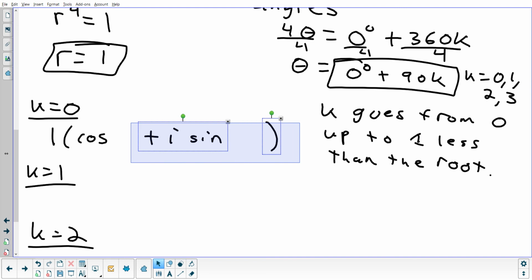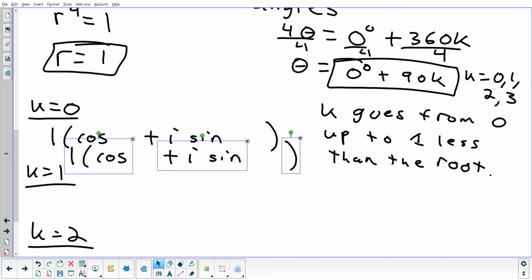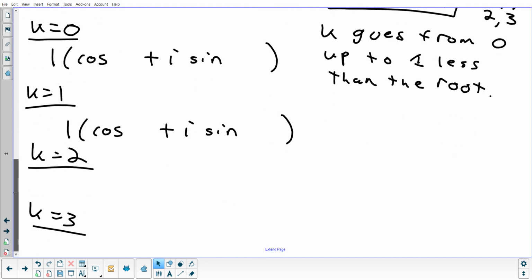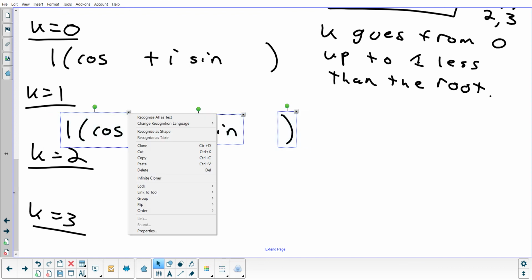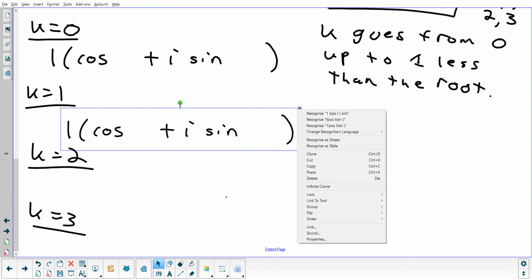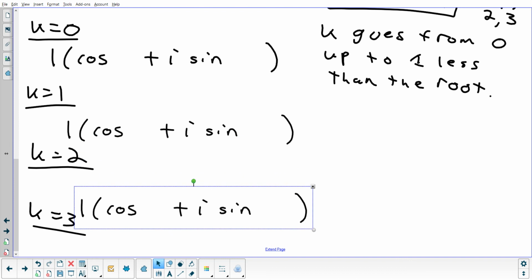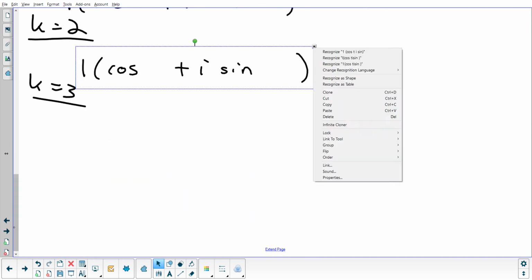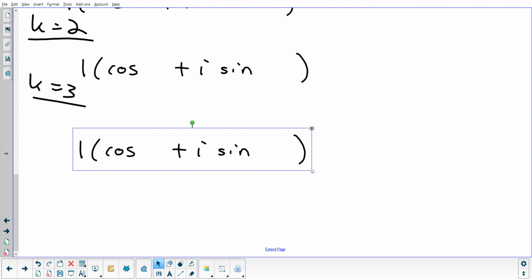I'm going to copy and paste that for every answer. And then all I have to do is fill in whether k is 0, 1, 2, or 3. Let's put that. Make a copy. And one more. That, make a copy.